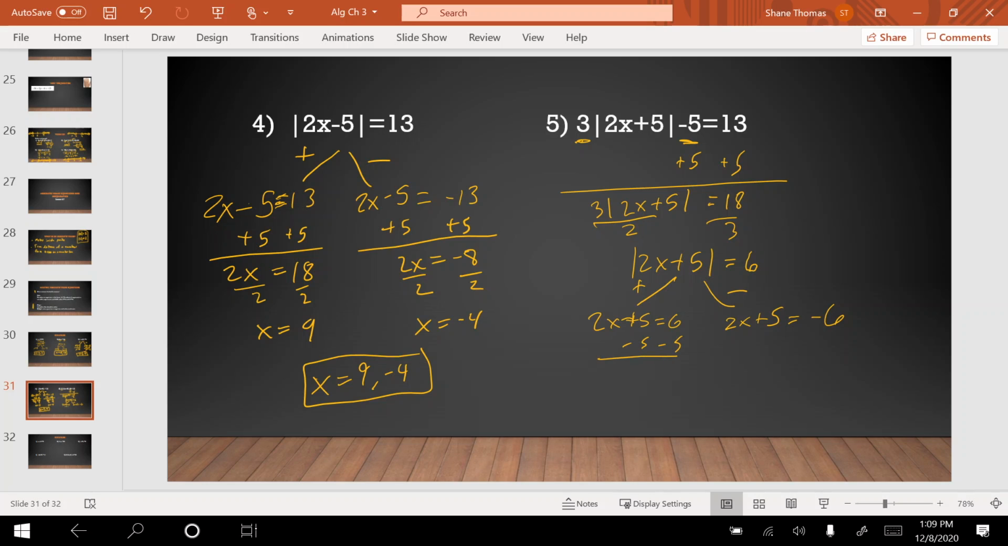So we subtract 5. So we have 1 divided by 2. X is, let's call it 1/2, right? Then over here, subtract a 5, subtract a 5. We have 2x equals negative 11. Divide by 2. X is negative 5.5. There we go. So our answer is 1/2 and negative 5.5.